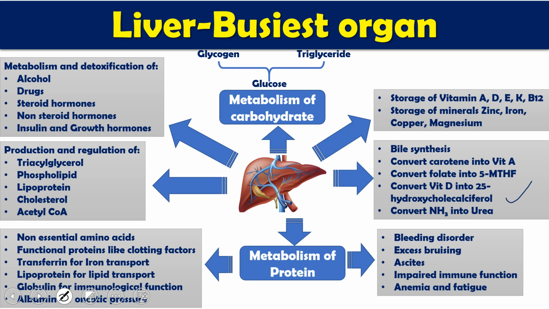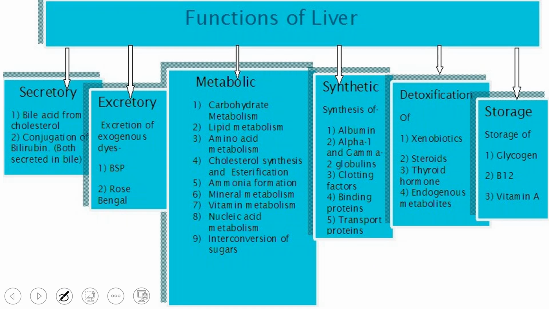That process is called the detoxification process, or in scientific terms, biotransformation. Then the liver is also responsible for some protective functions. It is involved in excretory functions. So these are the different types of functions performed by the liver. If you categorize the functions of the liver, we have six different categories, like secretory functions, where the liver is responsible for secretion of bile acids from cholesterol, conjugation of bilirubin, and bilirubin will be excreted.